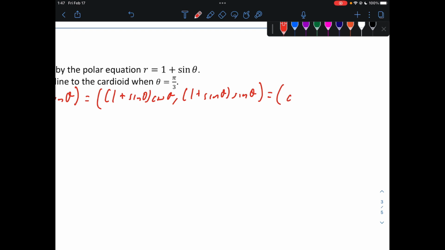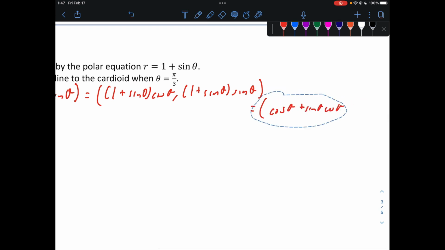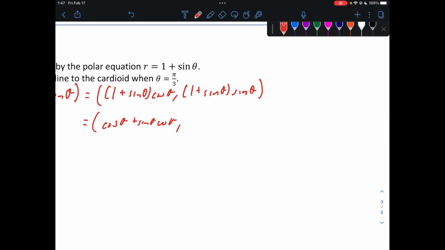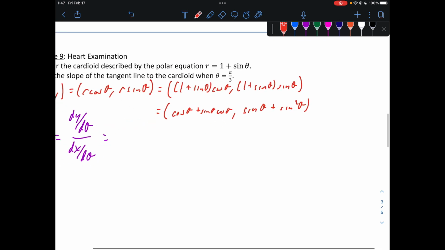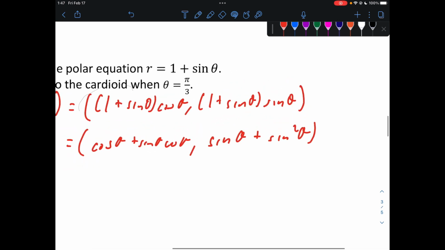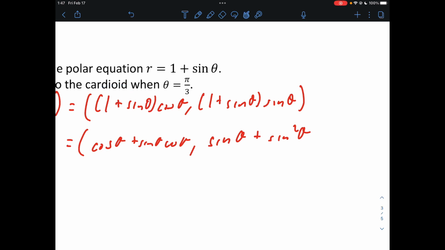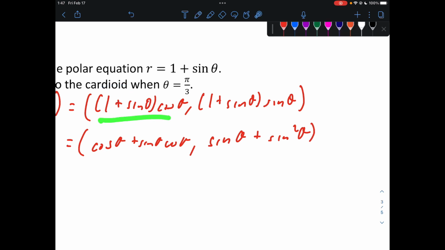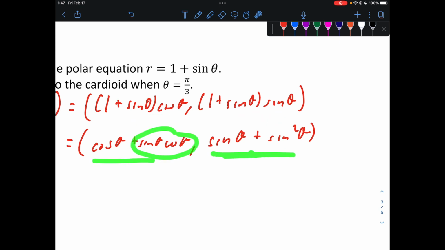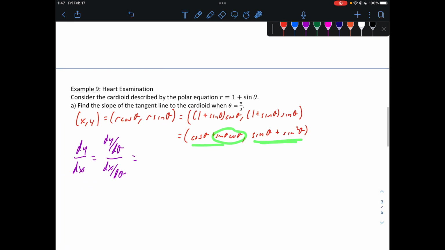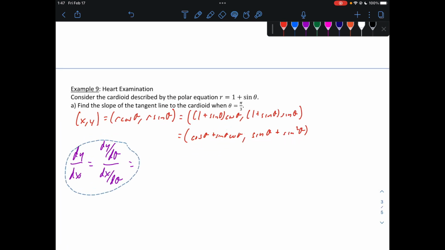So let's see, that would be cosine plus sine cosine, comma, sine plus sine squared. Either way, it's not going to be a pretty derivative to take here, but you can either do a derivative like this with the product rule and this with the product rule, or this with the product rule here, but at least no product rule here. So this way might be a little bit easier to do the derivative.